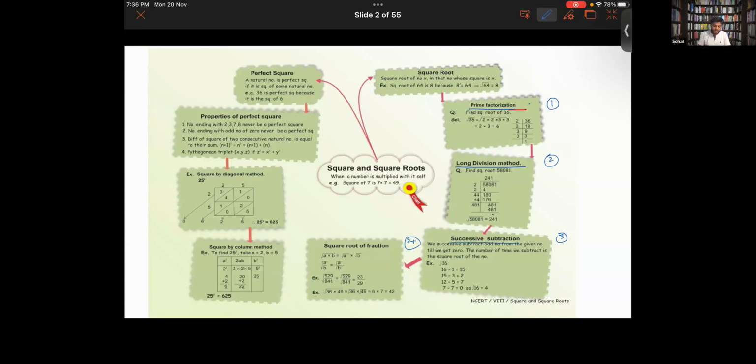And then we study perfect squares. We study about the properties of perfect squares, the properties of different perfect squares. How do we find a square by the diagonal method, and how do we find the square by the column method as well? So this is basically the crux of the topics that we study in the chapter Squares and Square Roots. Anyone has any doubts? No, sir.